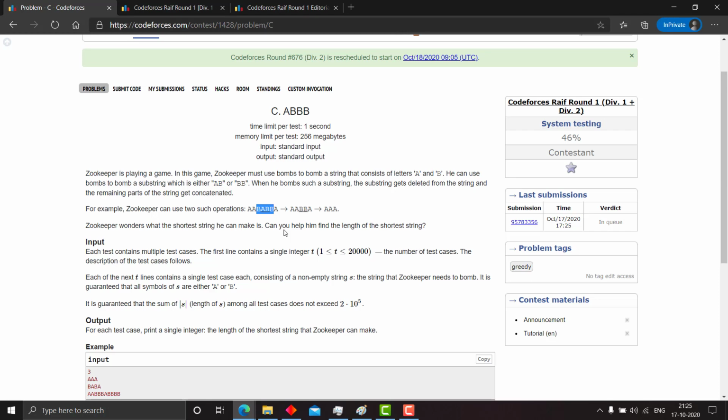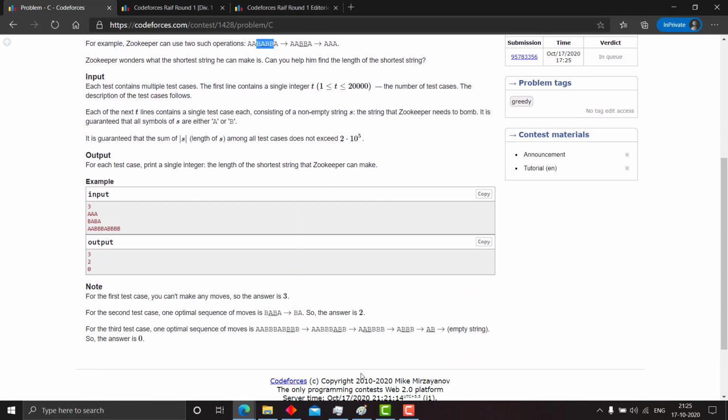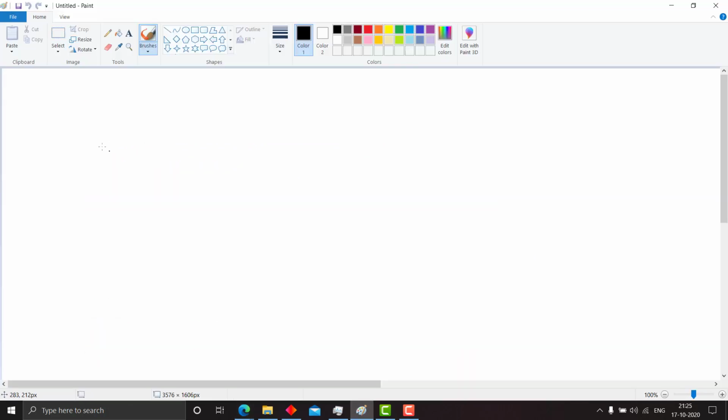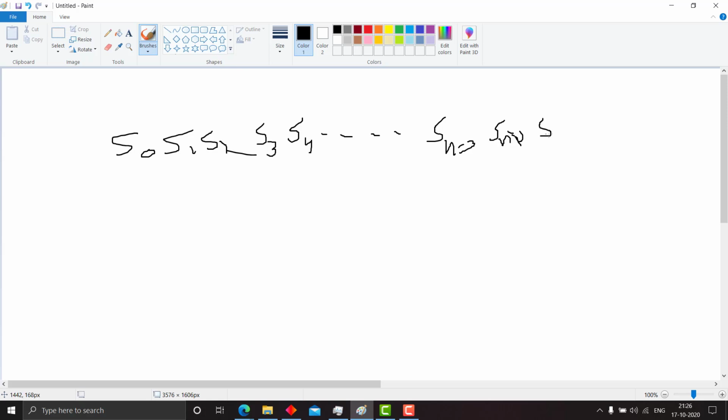Okay, so how do you approach this problem? Seems tricky, right? But it's not the case. Suppose we are given a string S0, S1, S2, S3, S4, and so on till Sn minus 3, Sn minus 2, and Sn minus 1. Now just start from the end. Why? I will tell you in a moment.